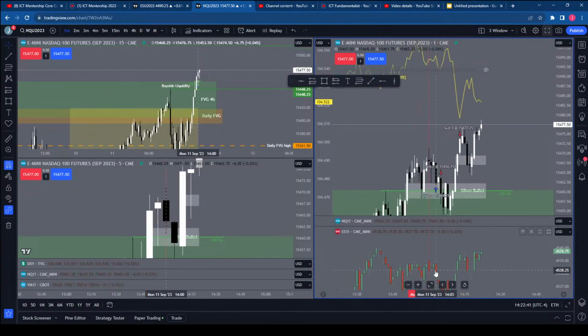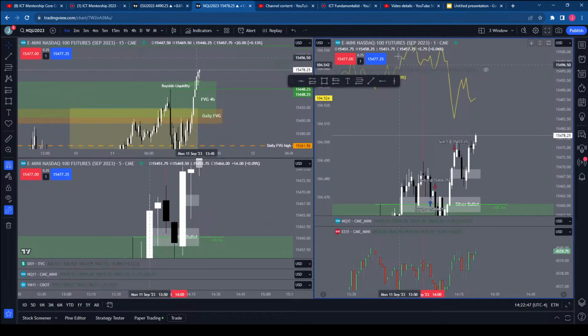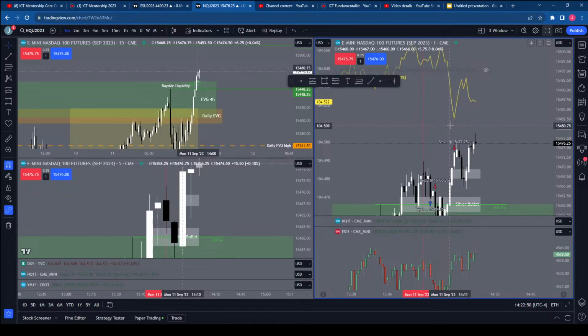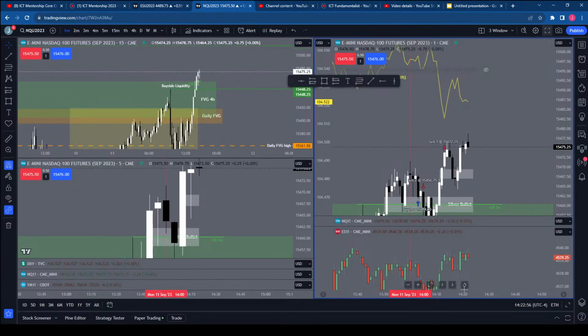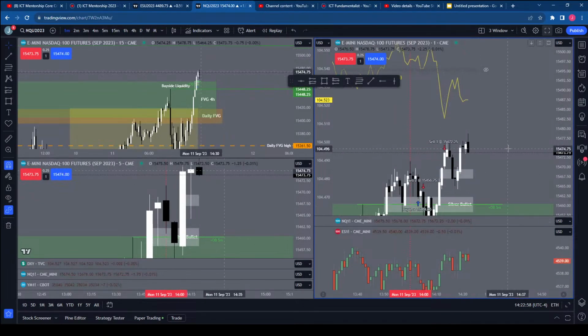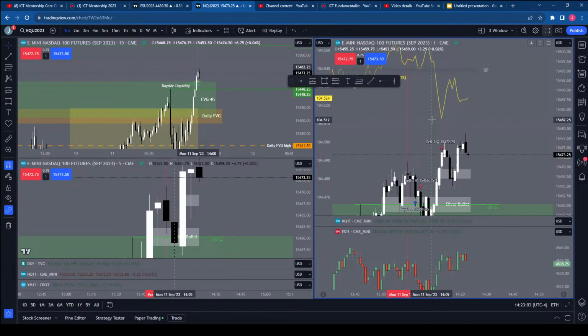Still a little bit concerning that ES hasn't made a higher high yet, but the dollar is still making lower lows, it looks like. If the dollar takes this low, I bet ES will make a higher high. So I gotta watch it.